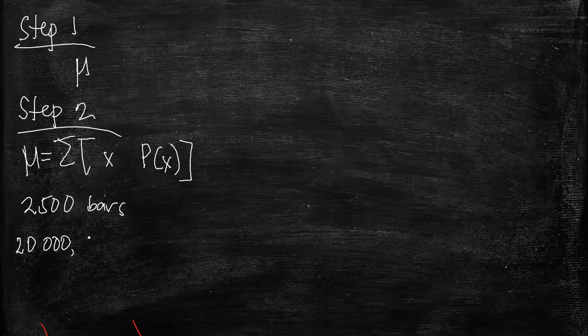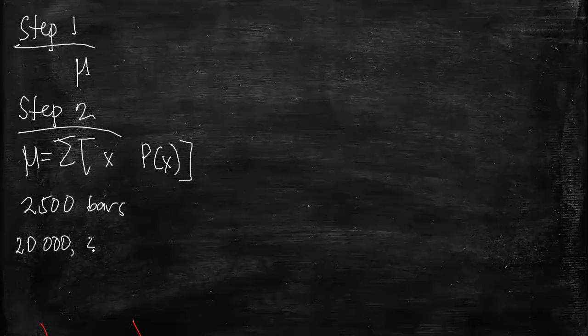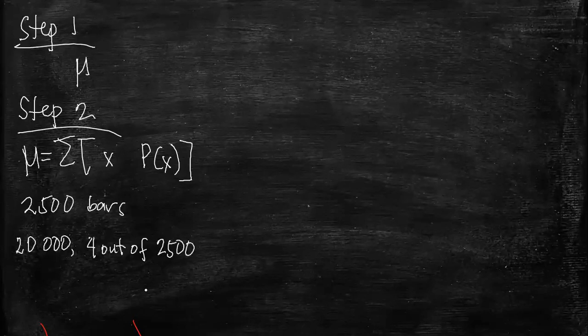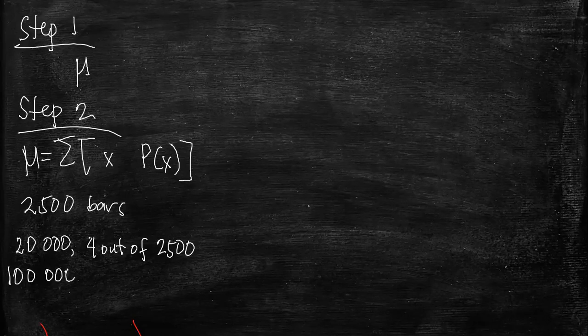4 over, 4 out of 2,500. Very good. We have 4 out of 2,500 bars of chocolates na i-produce. Okay. Same way goes with 100,000 pesos. Makakakuha daw tayo ng 100,000 pesos kapag 1 out of 2,500 chocolate bars yung chance.